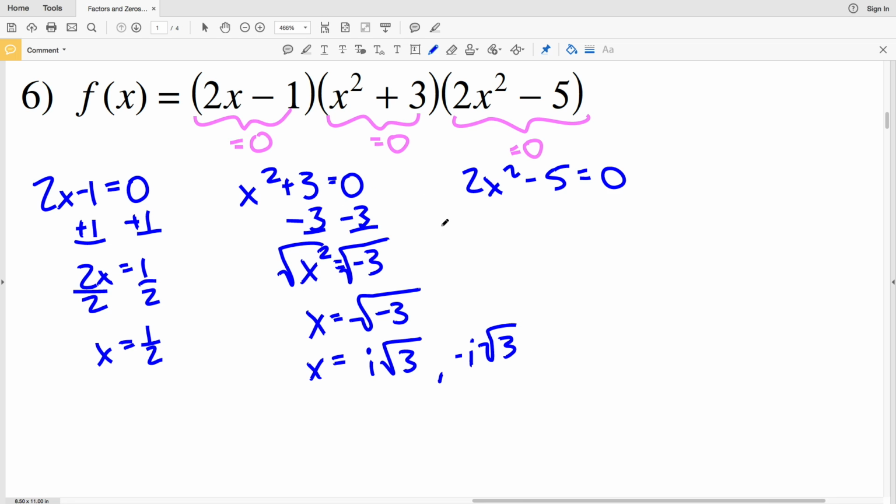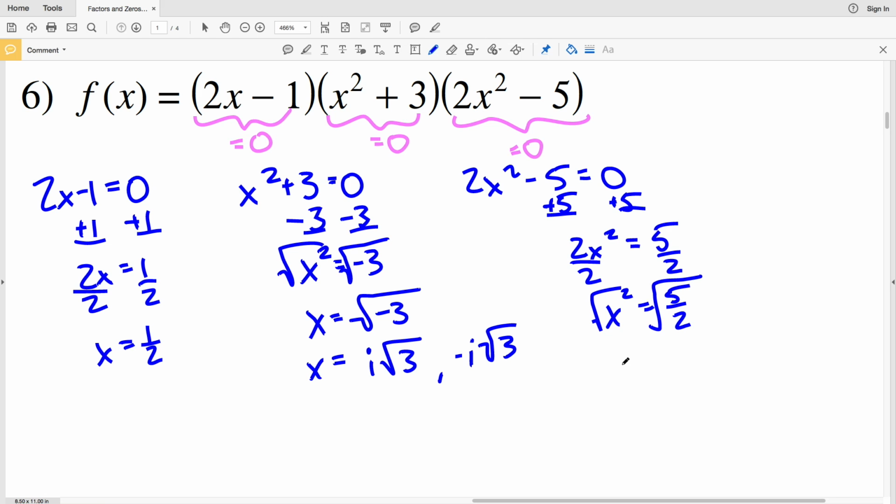And then lastly, let's solve for this last equation. I'll have to add 5 to both sides to get that 2x squared equals a positive 5. Then I'll divide both sides by 2 to get that x squared equals 5 halves. So my next step, I'm going to take the square root of both sides. So I'll get that x is equal to a positive or negative square root of 5 halves.